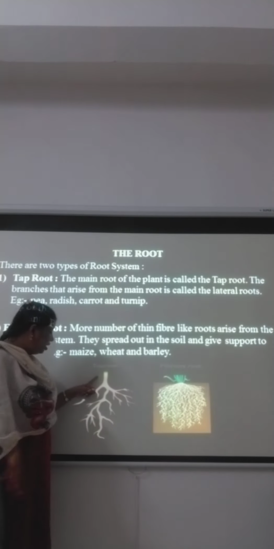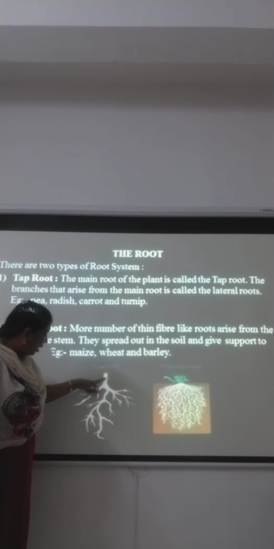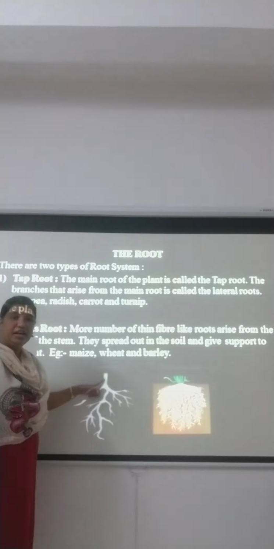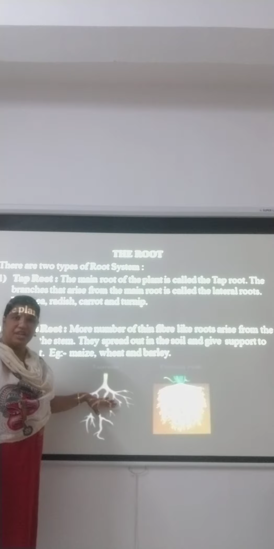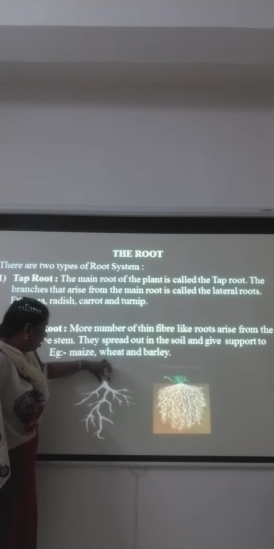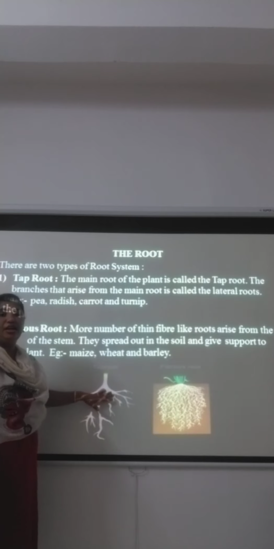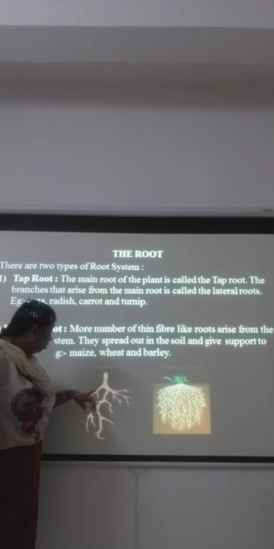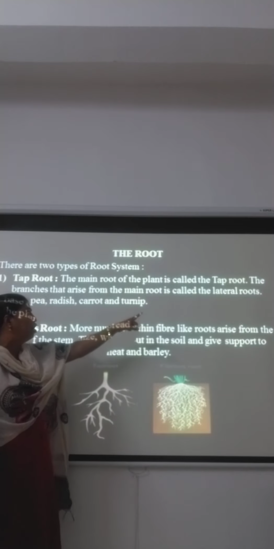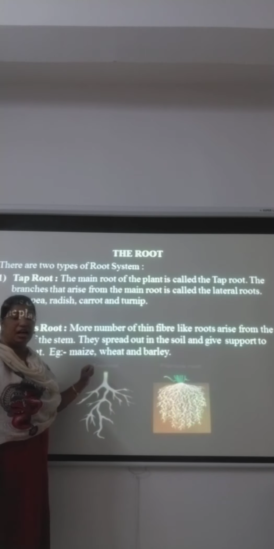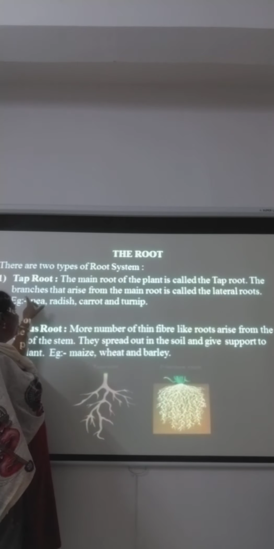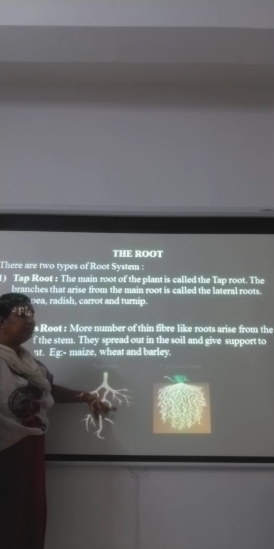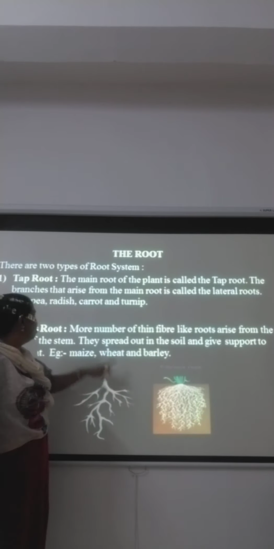Okay children, now see in this picture, we have the main root which is present here. From the main root there are different subroots which are taking the support of the soil. Understood? So this system in which the main root is present, we call it as taproot system. And these subroots are also called as lateral roots. Understood children? So the main root of the plant is called as the taproot. The branches that arise from the main root, they are called as the lateral roots.